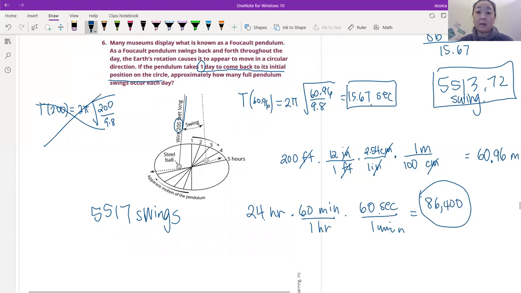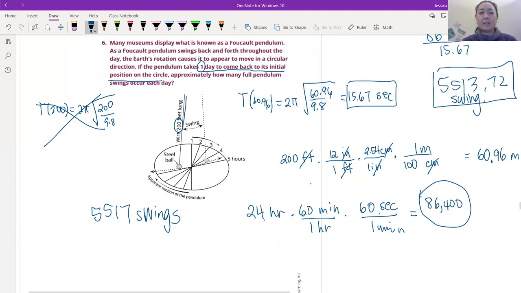Again, if you did not do that on your calculator, try it. See if you can get that answer. It's a good way to practice it. So it literally takes about 15 and a half seconds to go back and forth. This is a very slow pendulum, right? Very slow, because it's really big. 60 meters is quite large, right? I think it's like half a football field, right?